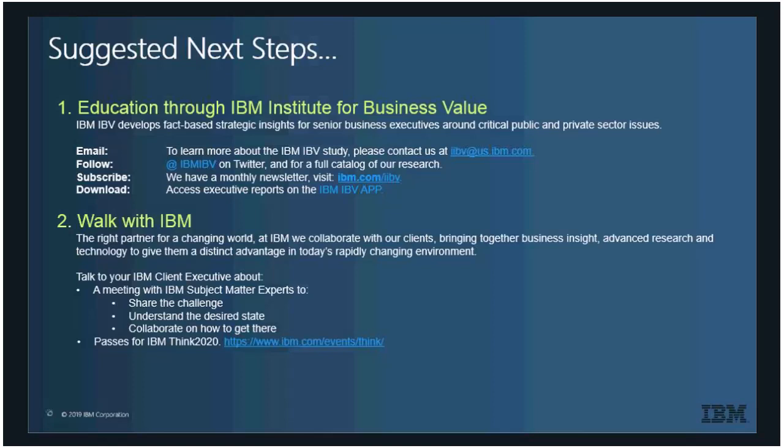Help you understand the current state, the future state, and then work with you and collaborate on how we can get there. There is an annual IBM conference. It happens in San Francisco. It's taking place in May of 2020. And should you be interested, please do reach out to Rehan or Advait or myself, and we can talk about that and see how that can bring value to you as well.